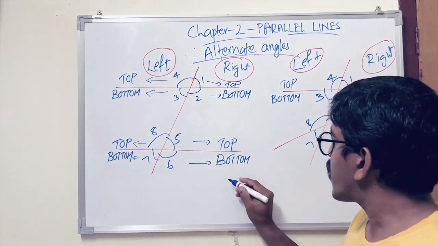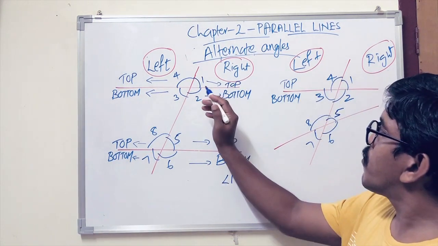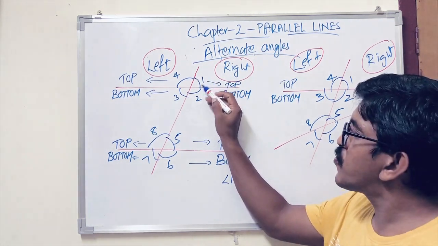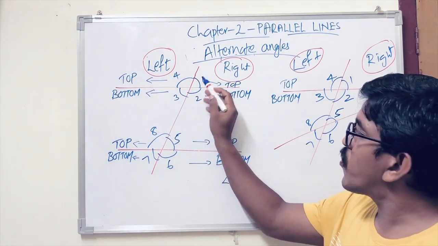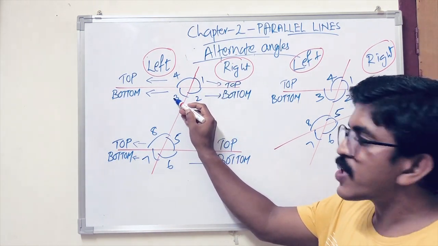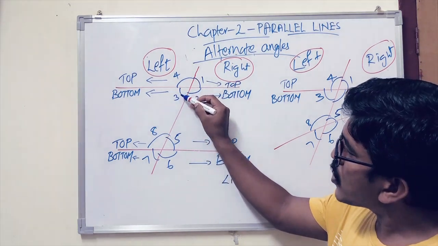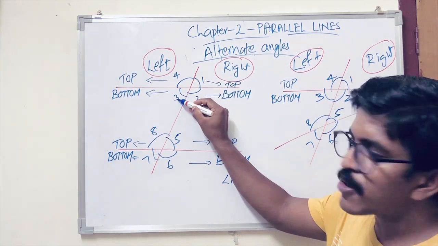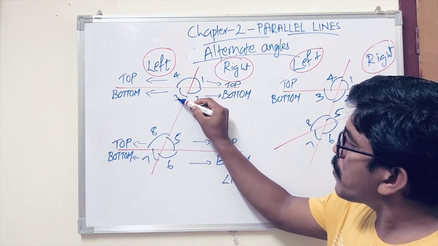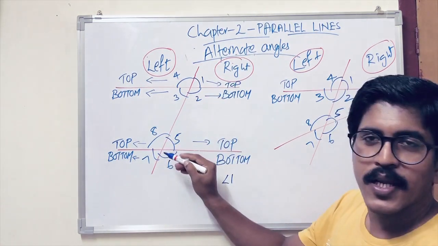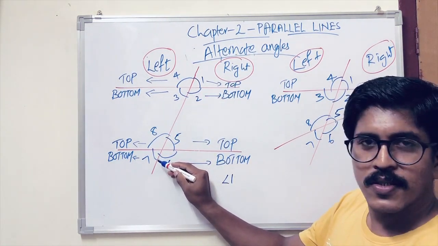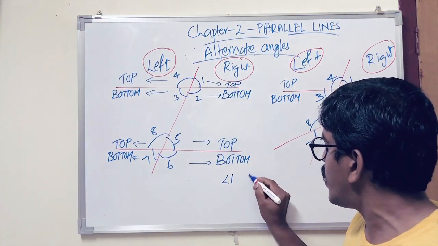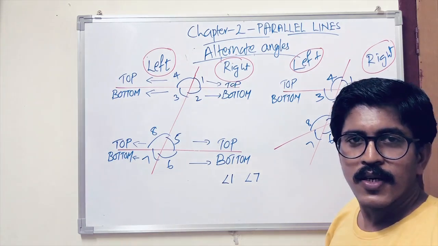We can start with angle 1. Before finding the alternate angle of angle 1, first we need to find the opposite angle of angle 1, that is angle 3. Second thing, you have to find the position of angle 3. The position of angle 3 is left side bottom. So the same position, if you mark it on the second line, that is the answer. That is, the same position as angle 3 is angle 7. So angle 1 and angle 7 are the alternate angles.